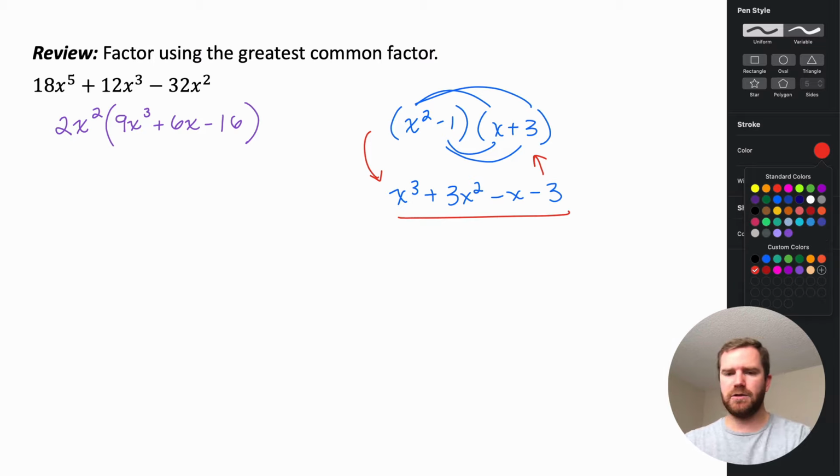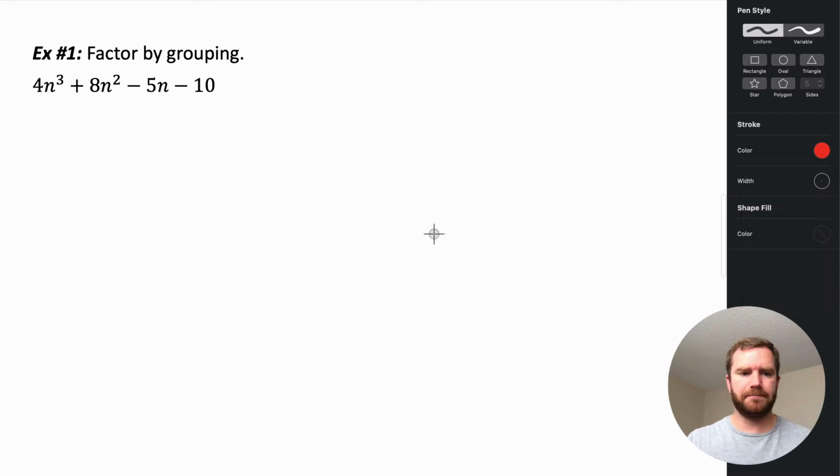So let's go ahead and jump into this first example. So we want to factor this by grouping. In order to factor by grouping, we want to have a polynomial that has 4 terms. You can actually do this with any polynomial that has an even number of terms, but for our purposes, we're going to focus on 4-term polynomials. And not every 4-term polynomial is able to be factored by grouping, but it should be the first method that you try after factoring out the greatest common factor if possible. So let's go ahead and jump into factoring by grouping.